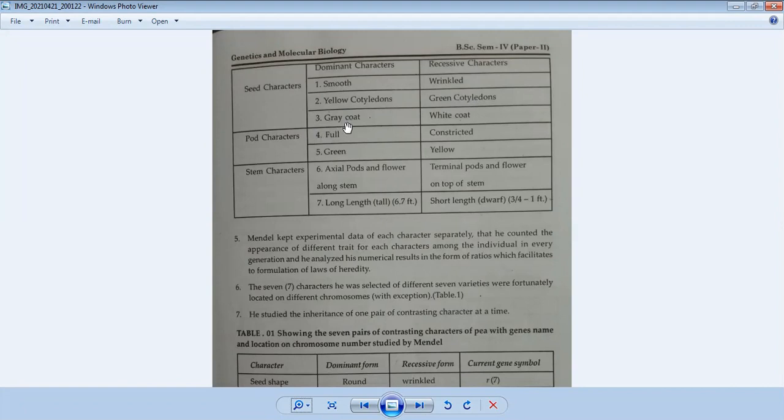Dominant character in case of seed character, that is a gray coat or the covering, and recessive character a white coat. Pod character, dominant character that is full, and recessive character constricted. Pod dominant character green and recessive character yellow. So these are the contrasting characters. Contrasting means opposite. That is full, constricted, green, yellow. Stem characters, axial pods and the flowers along with the stem, and here the terminal pods and the flower on the top of the stem. Long length in case of the stem, and here is a short length. Long length, that is tall, 6 to 7 feet, and short length dwarf, near about 3/4 to 1 feet.